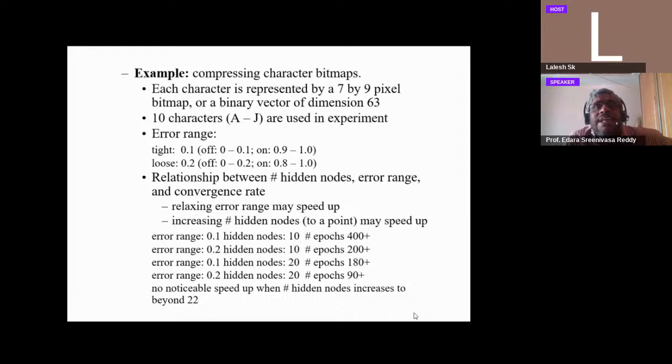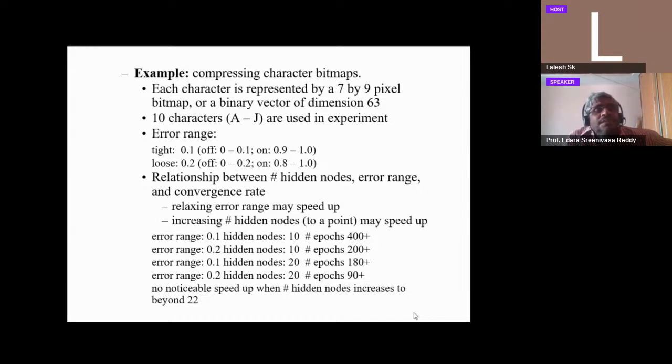Compressing character bitmaps: you can go for character bitmaps. Each character is represented by a 7 by 9 pixel bitmap, or a binary vector of dimension 63. 10 characters from A to Z are used in this experiment. This is also a small experiment you can do as a project for BTech students.